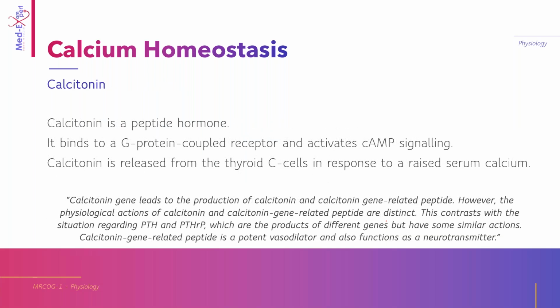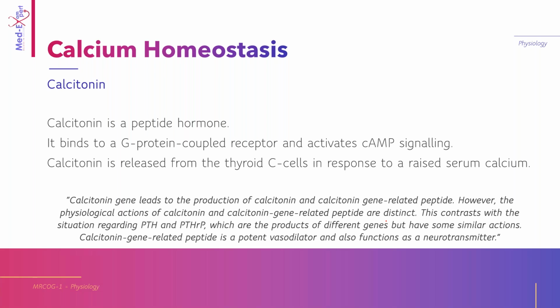The third hormone is the calcitonin. Calcitonin is also a peptide hormone. It binds also to a G protein coupled receptor and activates cyclic AMP signaling like the parathyroid hormone. And it's released from the thyroid C cells in response to a raised serum calcium.